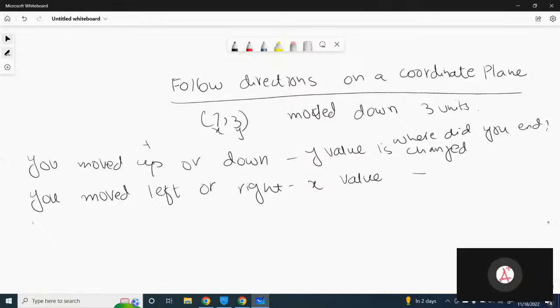Okay, to move up, you have to add to the y value. To move down, you have to subtract from the y value. Same is the case if you move left, you have to subtract, and if you move right, you have to add. Like for this one, you moved down 3 units. That means you have to subtract 3 units from the y value. So 3 subtract 3 would be 0. That means now the new coordinates are 7 and 0. After moving 3 points down, you are now at 7 and 0. Got it?